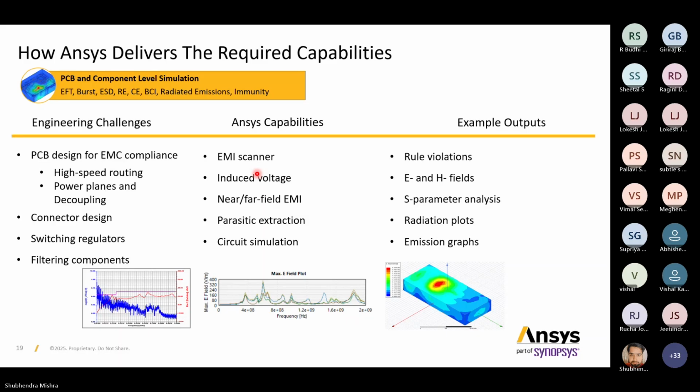Thank you. So for these engineering challenges, we have different Ansys capabilities. We can do circuit simulation to analyze the switching regulators and filtering components. For parasitic extraction, we can use our tool Q3D Extractor. For near field or far field EMI applications, these are the different capabilities which Ansys provides, and these are the different outputs we can generate for any of these challenges. We can generate rule violations, which I have shown in the previous slides, showing what the violations are. We can plot electric and magnetic fields, S-parameter analysis, radiation plots, emission graphs and all.